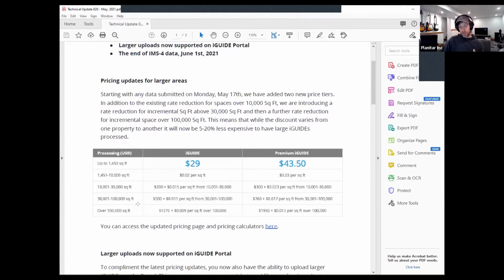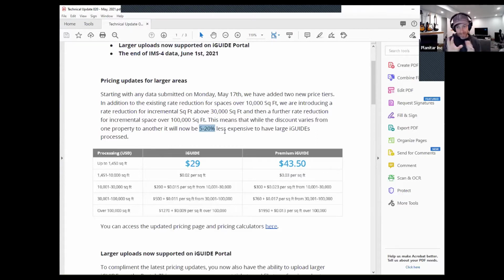And then the next one, there's a break between 30,000 and 100,000. So that's why it says $500, is to start, right? That's up to 30,000. And then as you go up from there, it's going to be 0.011 cents per square foot up to 100,000. The savings in general work out to be between 5 and 20%. It really depends. Every property is different, and there's going to be a different discount. But that is a considerable amount, hundreds and hundreds of dollars on these larger properties. So it's a big deal.